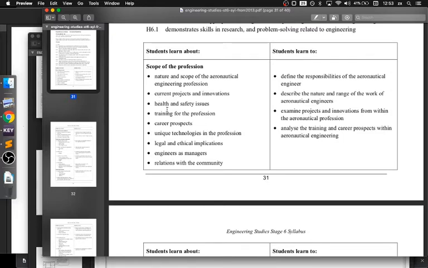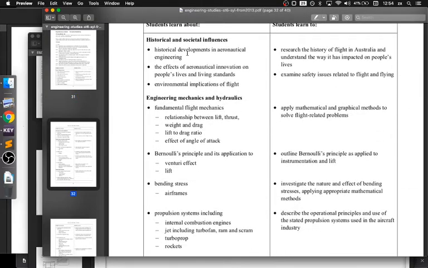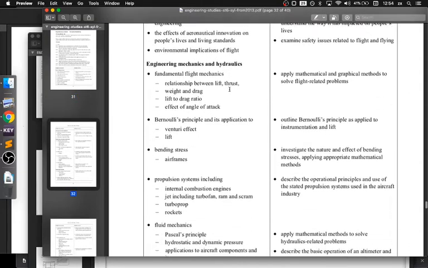And this is part of what you're going to do for your aeronautical engineering report. Your assignment is going to consider how aviation has affected Australia, what the career prospects are, and what the legal and ethical implications of aeronautical engineering are. That's what we're going to discuss in today's lesson in detail in a second. But before we get on to that, historical and social influence.